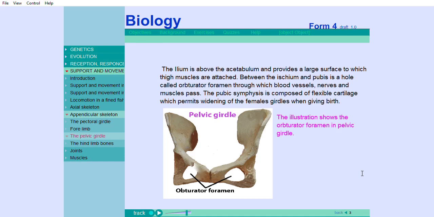The pubic symphysis is composed of flexible cartilage which permits widening of the female's girdle. The illustration shows the obturator foramen in the pelvic girdle.